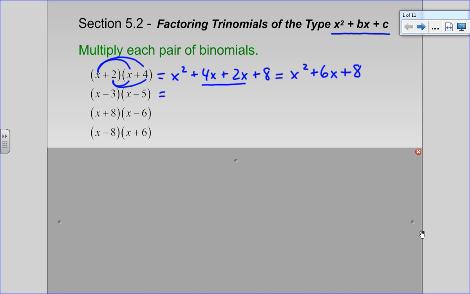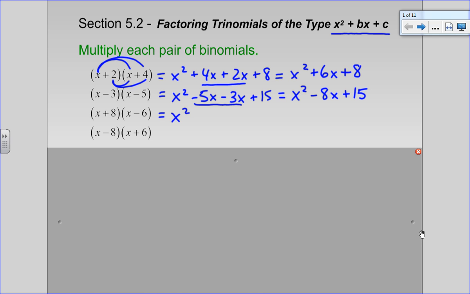In the second case, we have first x times x, which is x squared, then x times negative 5, which is negative 5x, then negative 3 times x, which is negative 3x, and lastly, negative 3 times negative 5, which is positive 15. Combining the like terms, negative 5x and negative 3x, leads to the answer x squared minus 8x plus 15. In the third problem, we have the quantity x plus 8 times the quantity x minus 6.